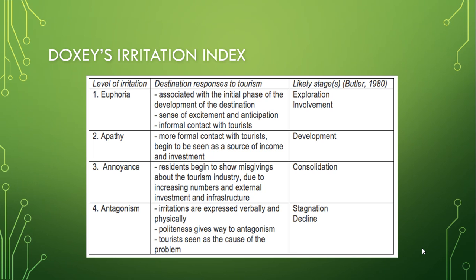And then finally we reach a stage where the attitude is one of antagonism, where the community is irritated. They express it verbally and physically. Politeness gives way to antagonism. You find that the tourists will now begin to have bad experiences in terms of the way they are treated. The tourists are now seen as the cause of the problem. And this is the point at which the tourism industry will begin to decline.